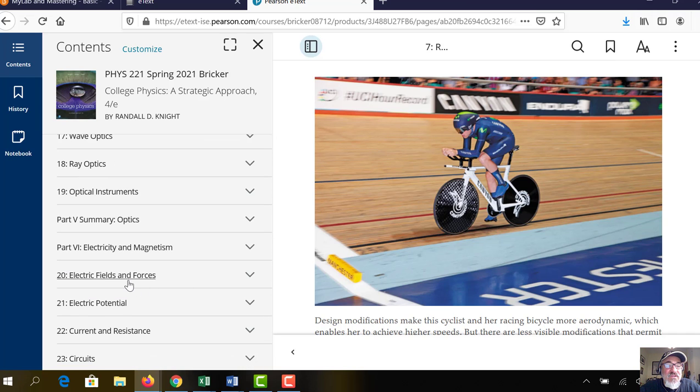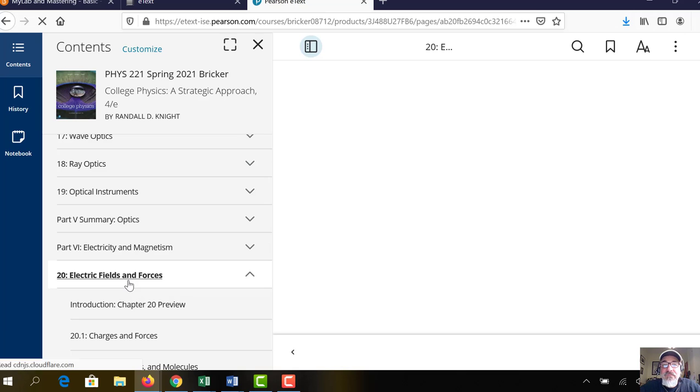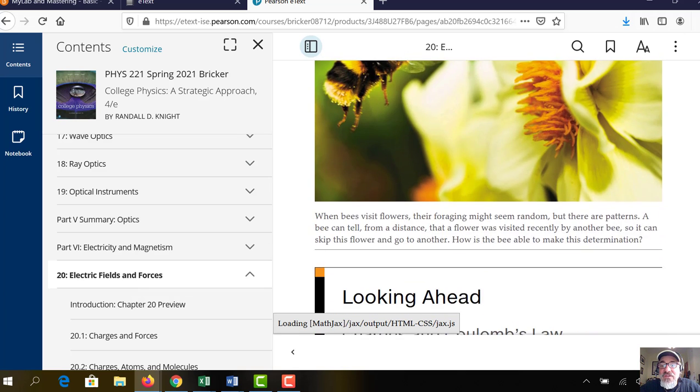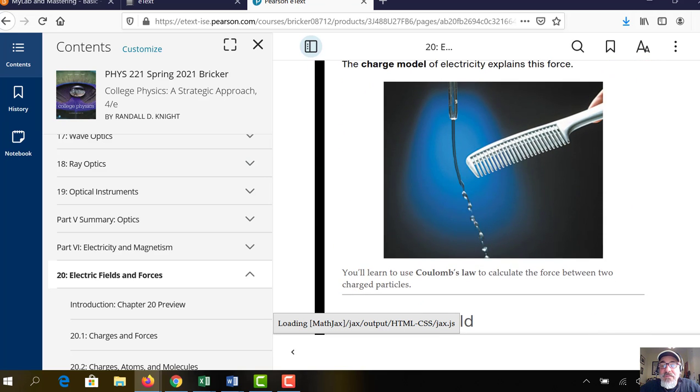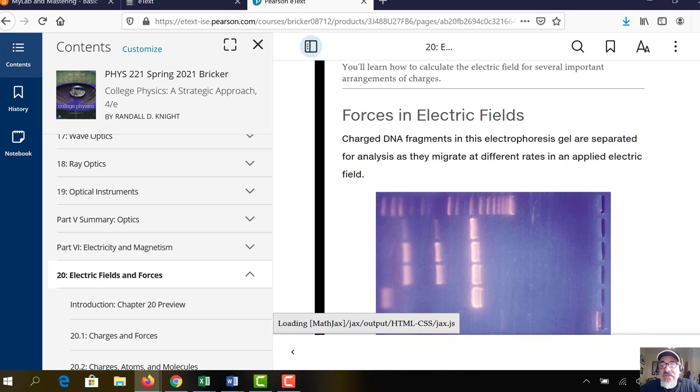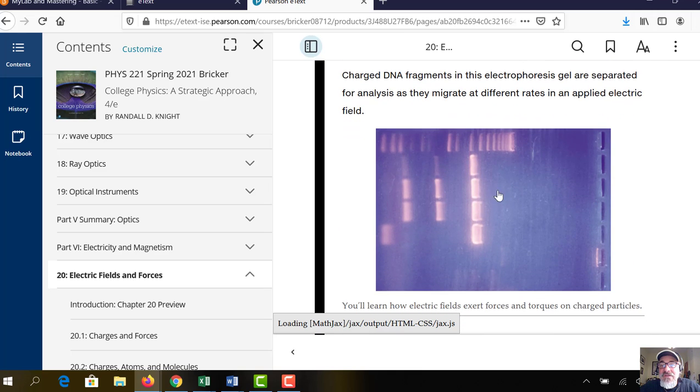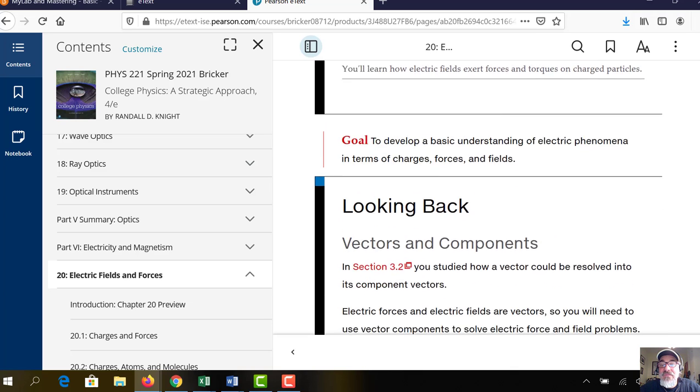Electric fields and forces. Then you can go through, and the first thing to do is chapter 20, so make sure you read chapter 20. Some pretty cool stuff in chapter 20. Maybe you know what this looks like if you're in biology or chemistry. DNA fragments really rely on electric fields.